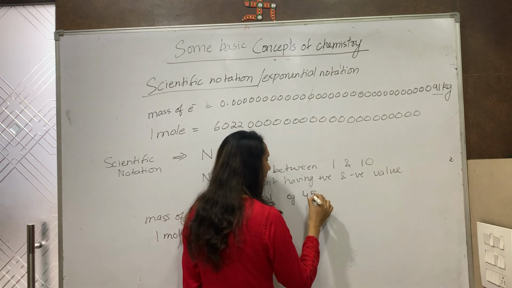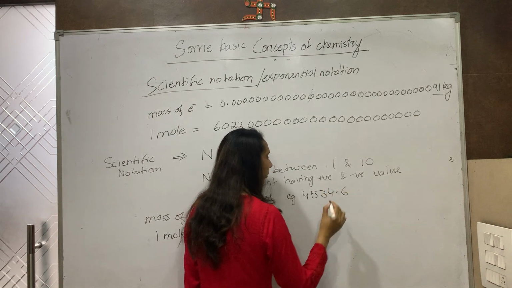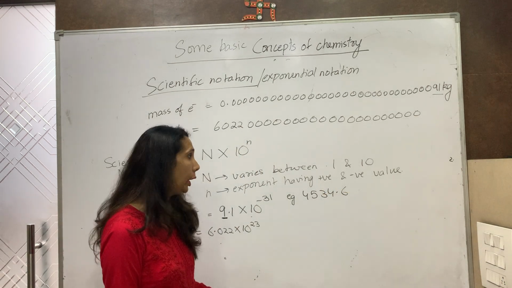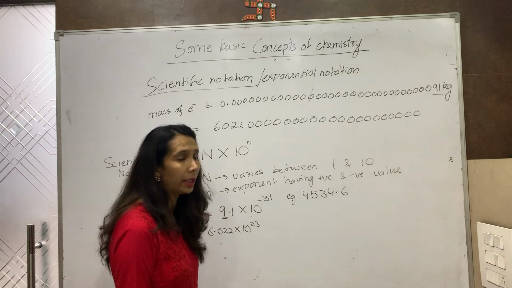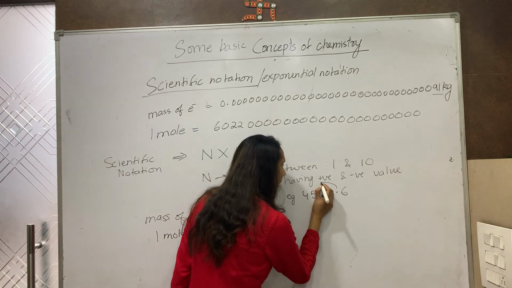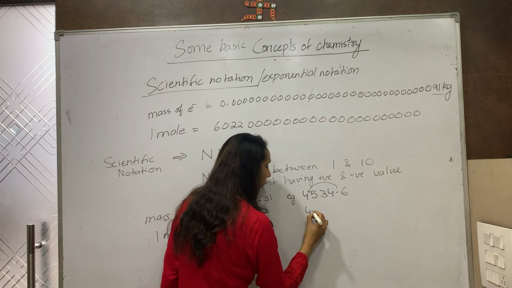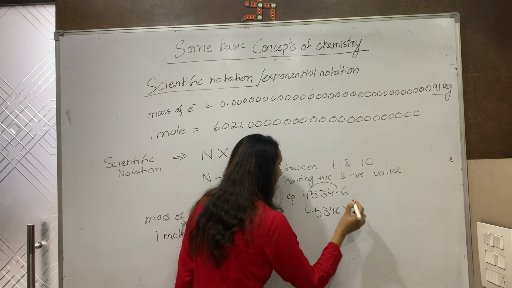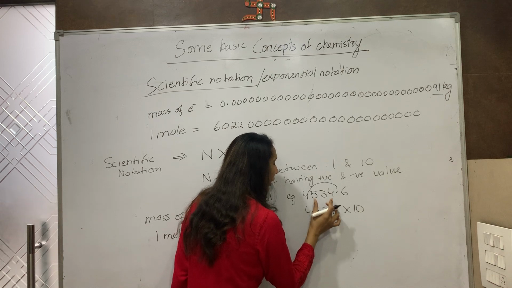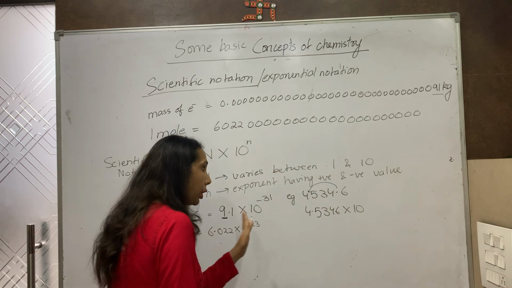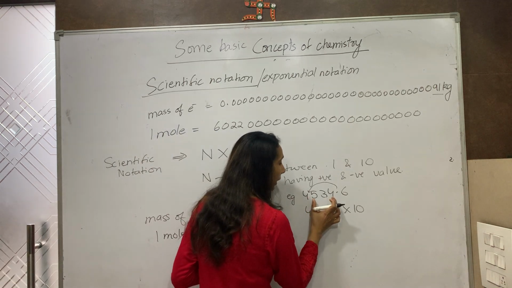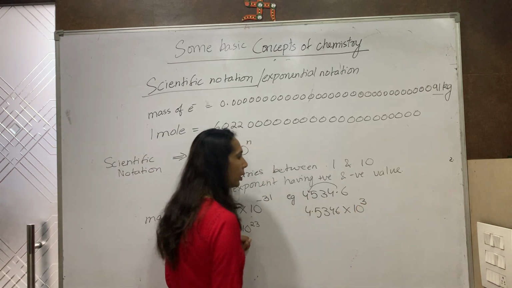Now let us take the example of a few common numbers and write them in scientific notation. Suppose I have got this number. Now how can it be written in scientific notation? We know capital N will vary between 1 and 10. So I will shift the decimal here. So it is 4.5346 multiplied by 10 to the power. How many places have you shifted? You have shifted to the left hand side, so you put the same power. 3 places. So it is this.